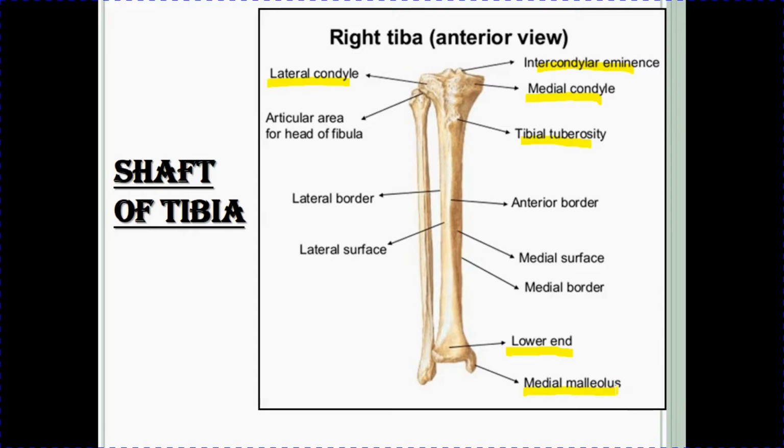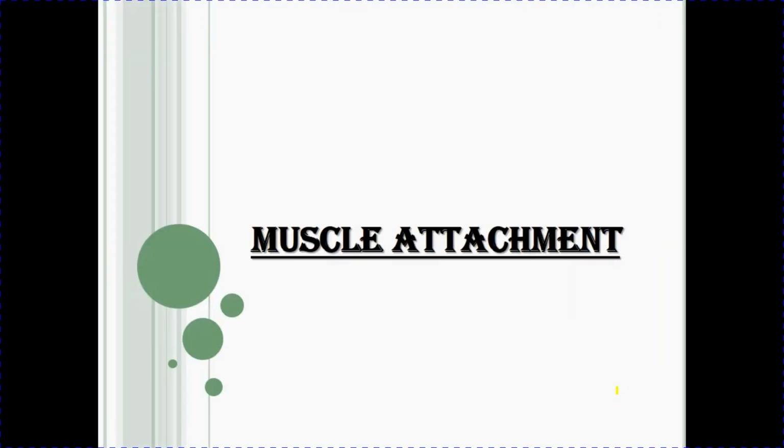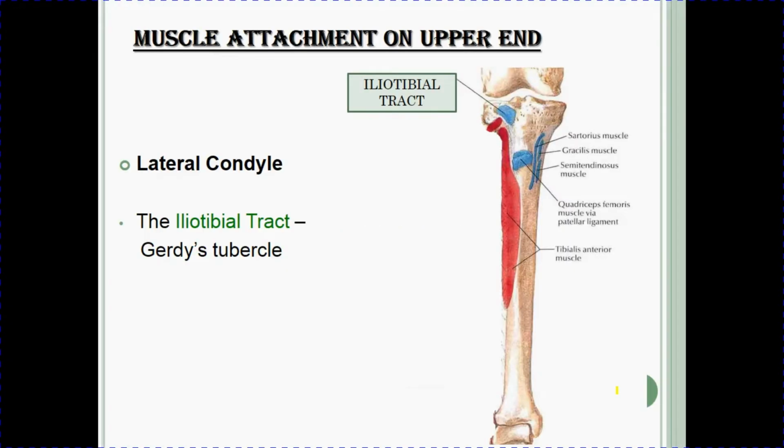Now we will discuss the attachment of muscles. Muscle attached on the upper end. On the lateral condyle, on the anterior surface, there is a tubercle which is called Gerdy's tubercle. Remember, we have discussed it in the previous video. So on the Gerdy's tubercle, there is insertion of iliotibial tract.